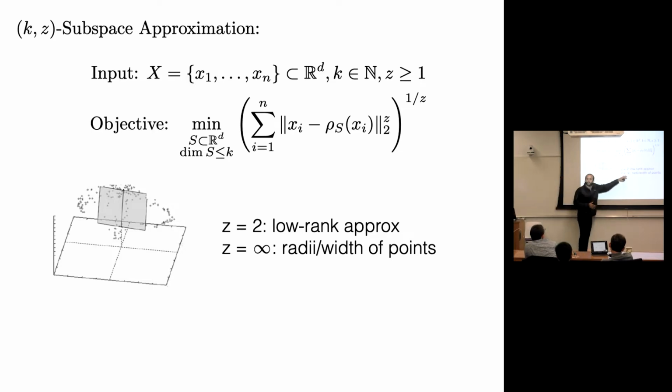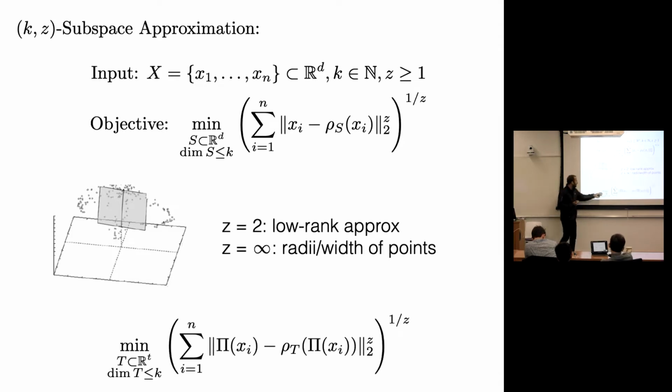And again, as you vary z, you get these classic subspace approximation problems. When z equals 2, it is known as low rank approximation. If you think of z equals infinity, you get notions that are studied in computational geometry, like the radii or the width of points. If k was 1, you're thinking of a line and you're trying to fit a cylinder that contains all your points. But again, it's the same problem. We're now going to sample pi, wherever you saw x you substitute pi of x, and now the subspace runs over R^t. Are there any questions?